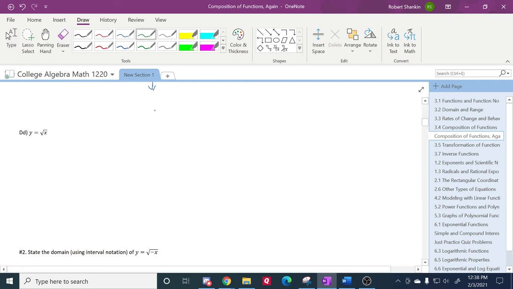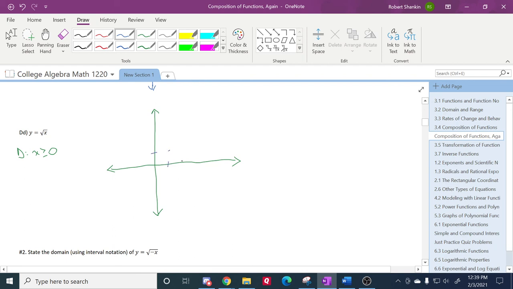Alright, so this one, we remember that the domain of square root of x is just positive numbers. It didn't ask for the domain. But what does that mean on the graph? It means it's only going to be to the right of the y-axis. And when I go over 1, I get up 1.